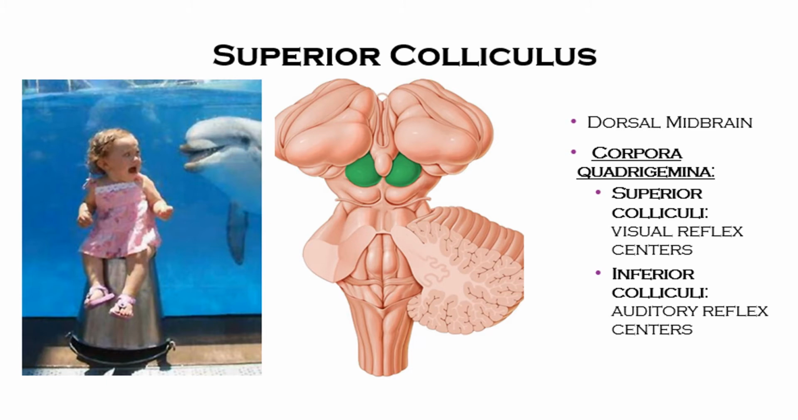And the corpora quadrigemina is the name for the 4 of these bumps here. So corpora, body, quad, 4. So that's the 2 superior colliculi and the 2 inferior colliculi combined. And you can see the superior colliculus is in green there, and then the 2 bumps underneath those green bumps are the inferior colliculi, which are responsible for auditory reflexes.